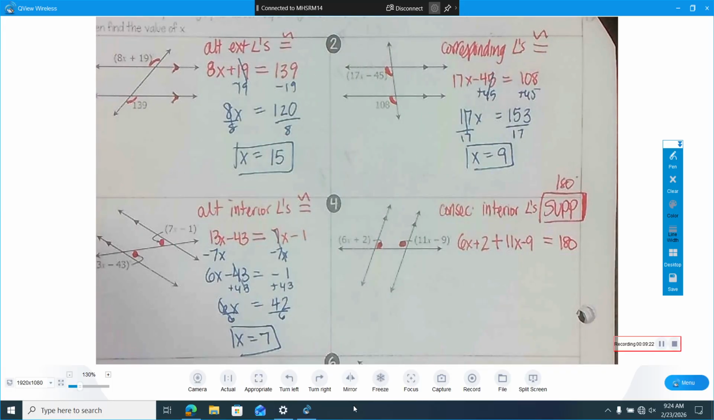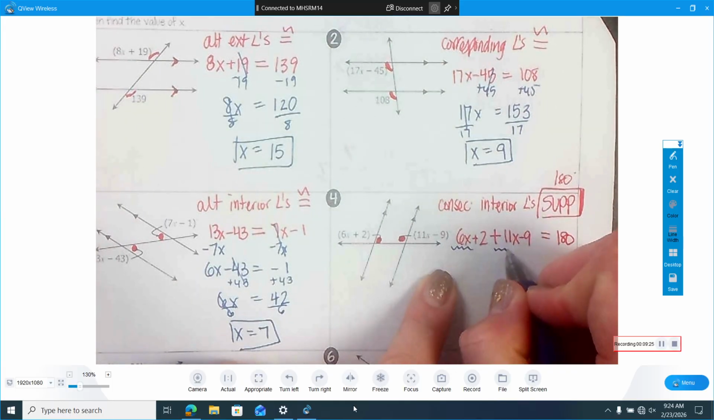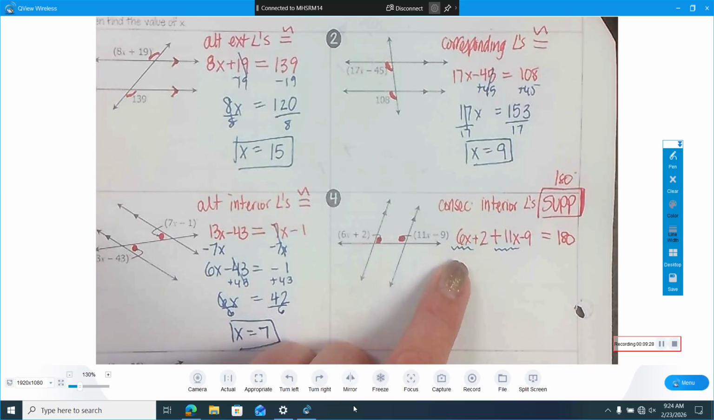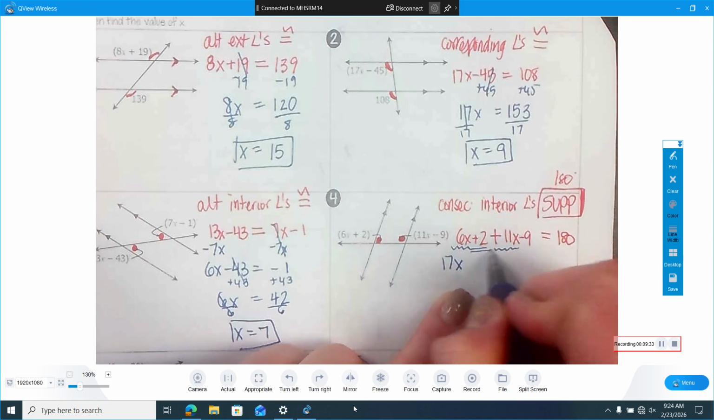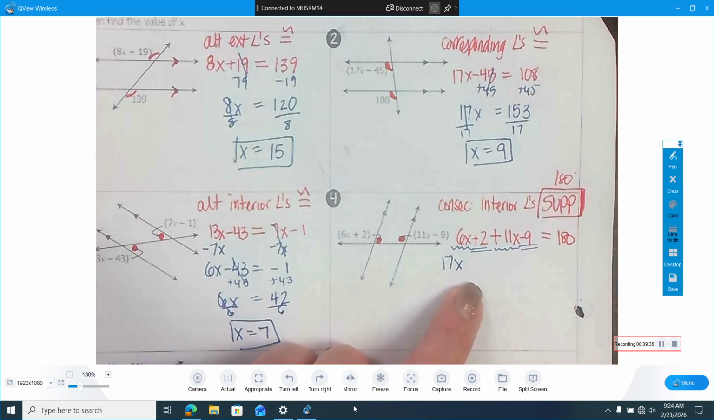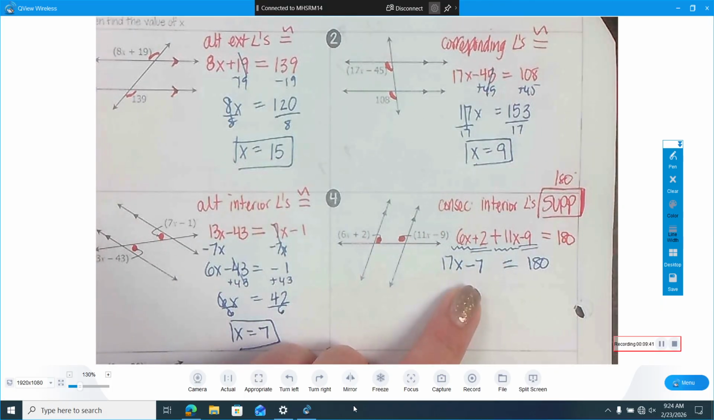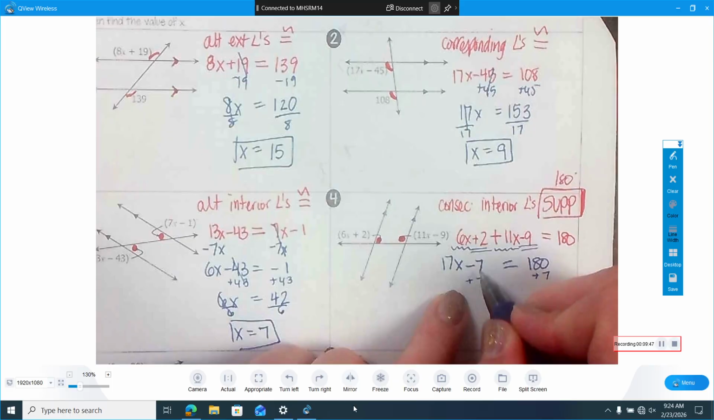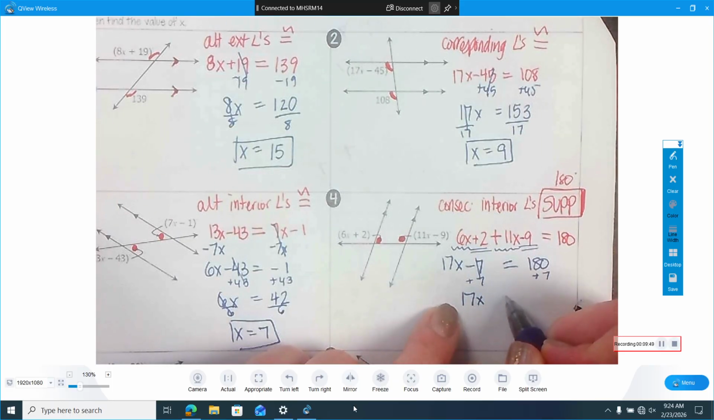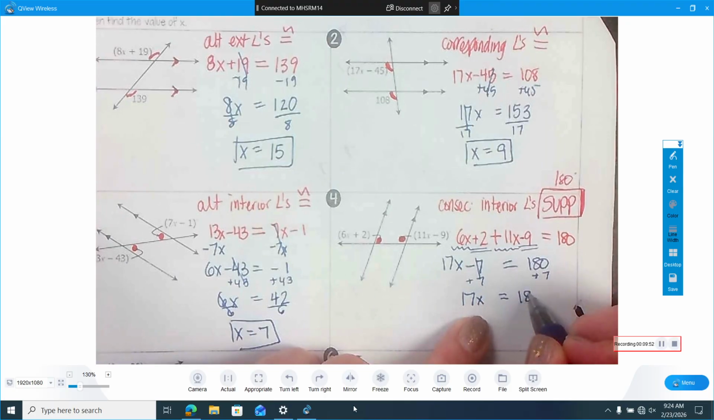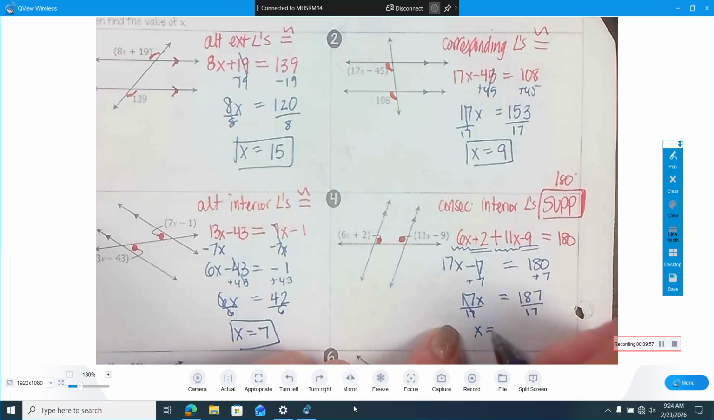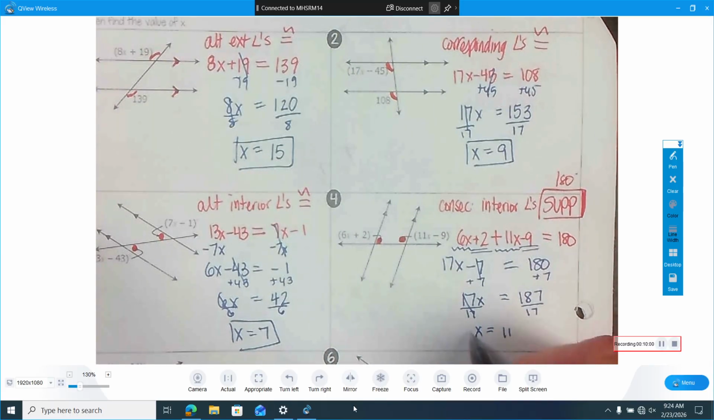All right. So we have our x's. Now we can combine like terms here. 6x's plus 11x's, 17x's, and we can also combine our numbers, a positive 2 and a negative 9. Who wins? Negatives by 7 equals that 180, and then we can? Good, add 7 to both sides. 17x equals 187, and then divide by 17. So x equals 11. Beautiful.